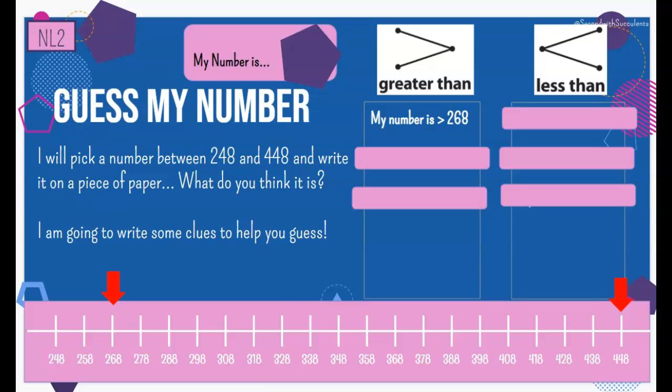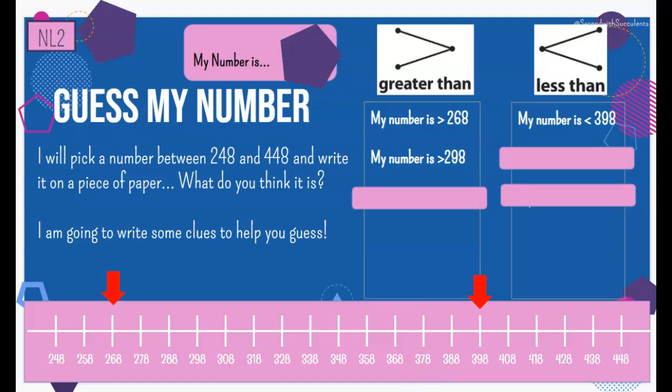Let's look at another clue. Let's go over to our less than side. My number is less than 398. That means it's smaller than 398. So if I'm narrowing down my options, I'll have to move my arrow all the way over to 398. Now we need a little more information before we can make some good guesses. Let's look at our next clue.